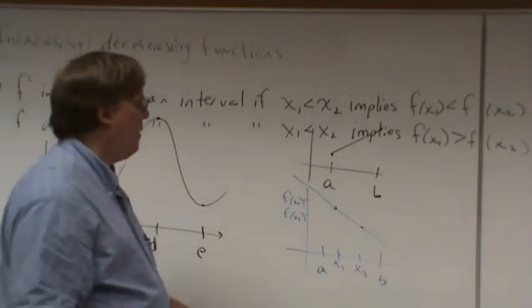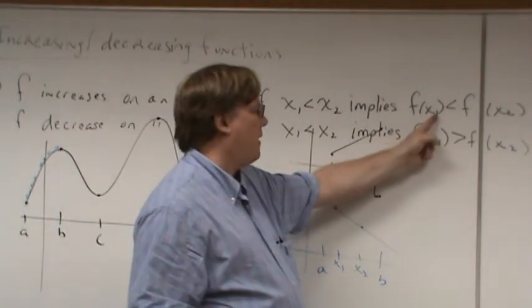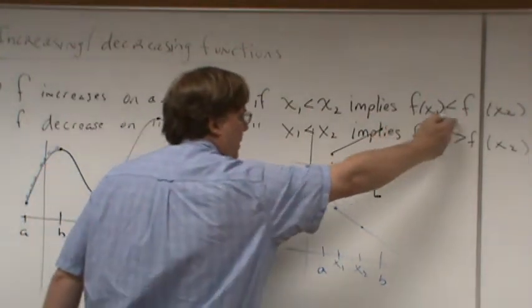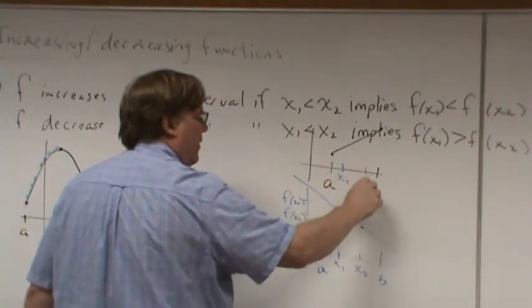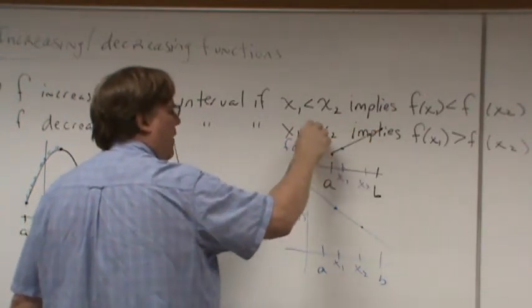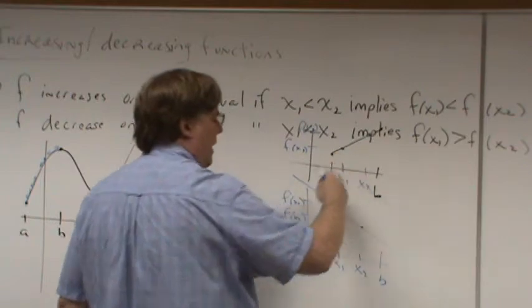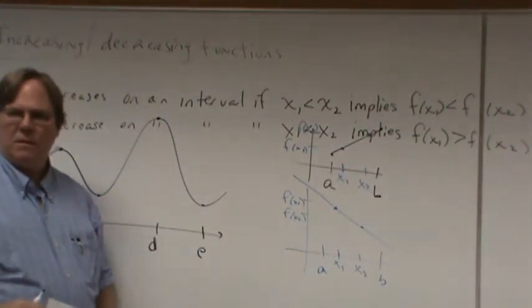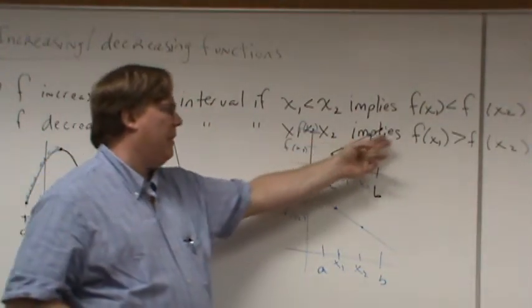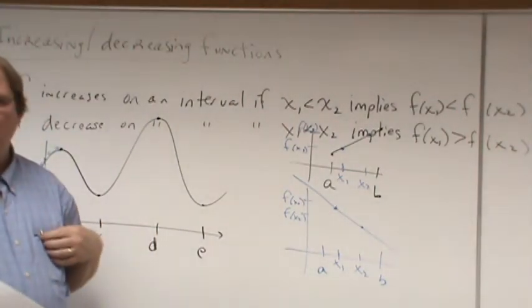Well, the other one says if x1 lies to the left of x2, then f of x1 is going to be less than f of x2. Like, if this is x1 and this is x2, then this is f of x1, and this is f of x2. You see? If my function's increasing, the y value for this guy is going to be less than the y value for this guy. But if the function's decreasing, the y value for this guy is going to be greater than the y value for that guy.